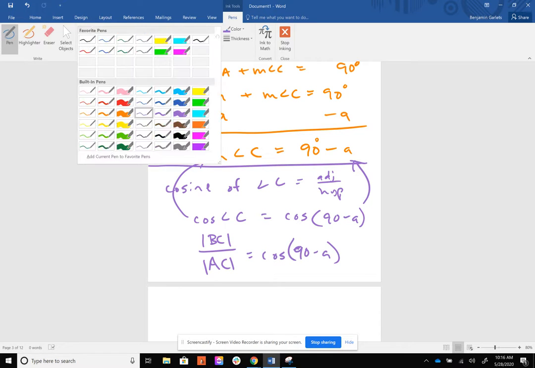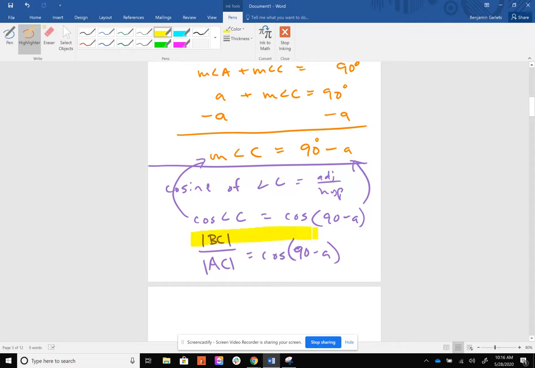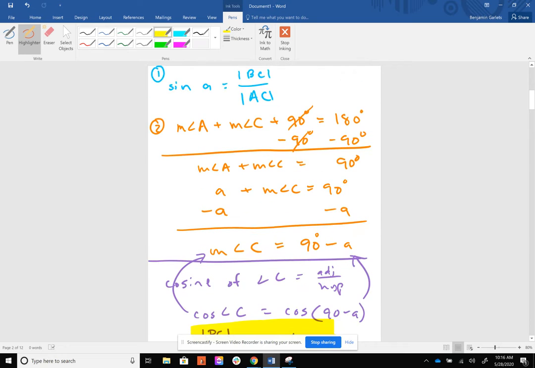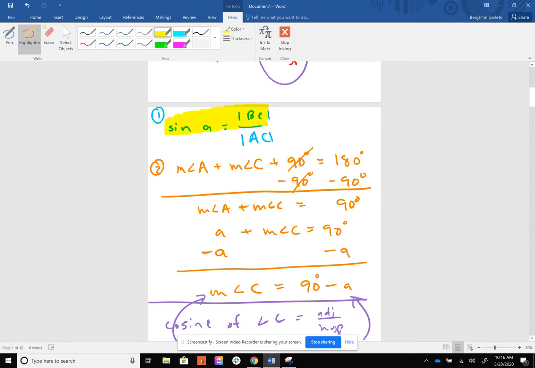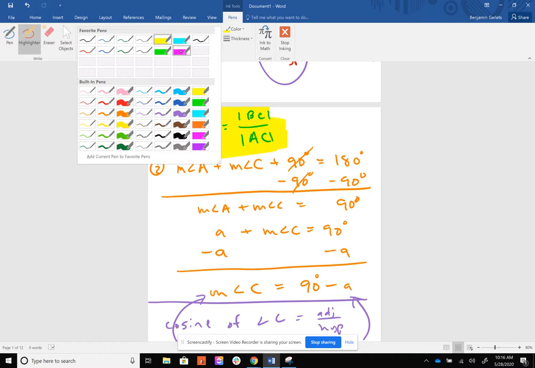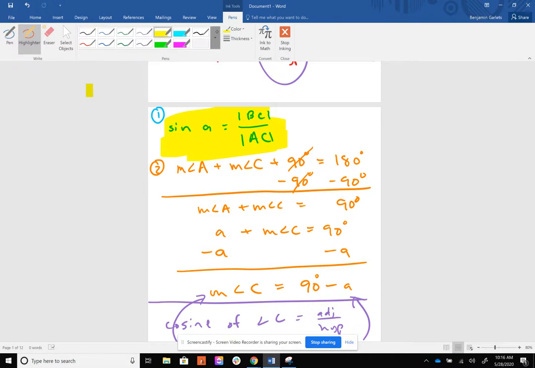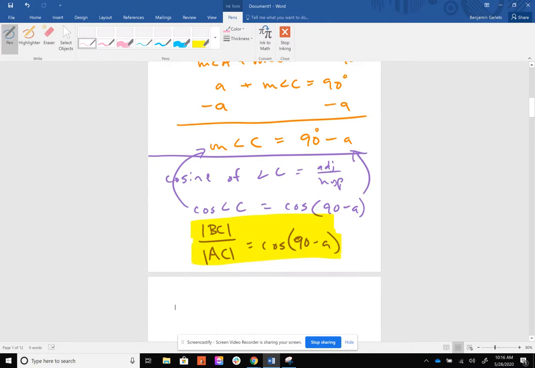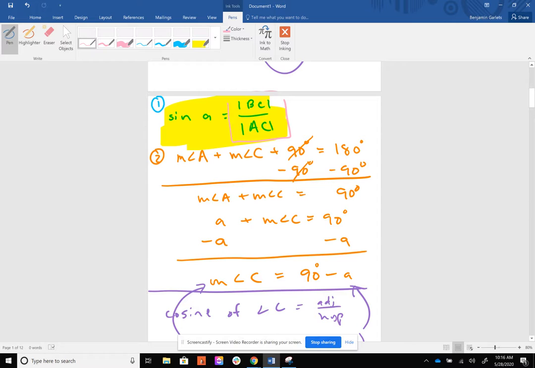All right, so this piece of information is really important because what you'll notice is we started out with the sine of A. What do you notice about the ratios? Let's go pink because this is celebratory. What do you notice about the ratio here and here? BC over AC, BC over AC. I really hope that you see that those look the same.